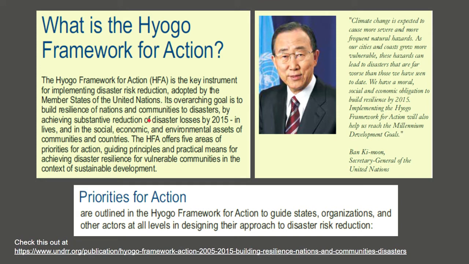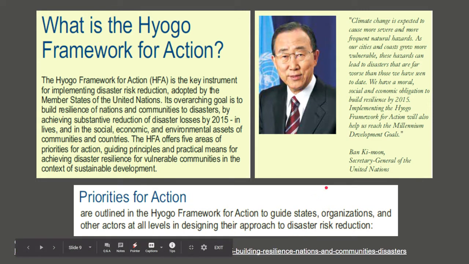So what is the Hyogo Framework for Action? It's actually a key instrument for implementing disaster risk reduction adopted by the United Nations. Its overarching goal is to build resilience, again, of nations and communities to disasters by achieving substantive reduction of disaster loss by 2015. Okay, so the priorities for action in the Hyogo Framework for Action include to guide states, organizations, and other actors at all levels in designing their approach to disaster risk reduction.